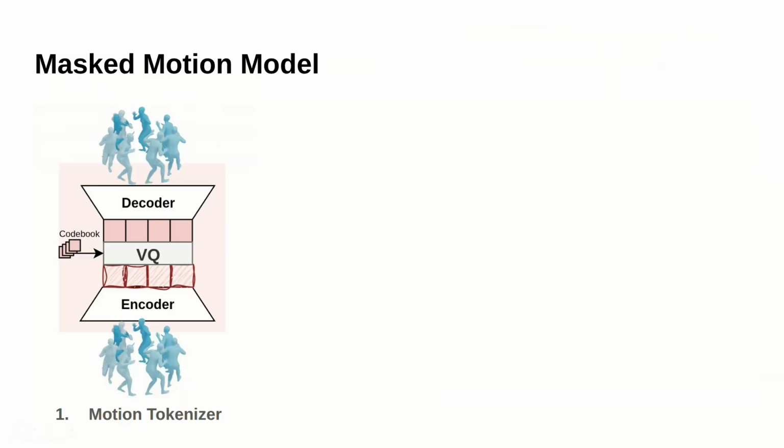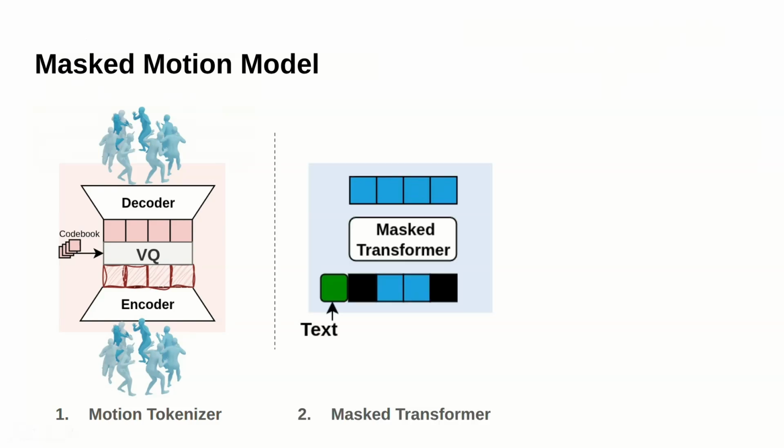Let's first look at the background of the masked motion model, MMM. It consists of two components. 1. One motion tokenizer, VQVAE. The encoder takes motion data and compresses it into a continuous latent representation. Instead of keeping the continuous values, these latent vectors are quantized by replacing them with the nearest vector from a learned discrete codebook. The decoder then reconstructs the motion from these quantized embeddings. 2. Masked transformer. The motion tokens are randomly masked, and the transformer is trained to predict the missing tokens from the visible ones, similar to masked image modeling or BERT.